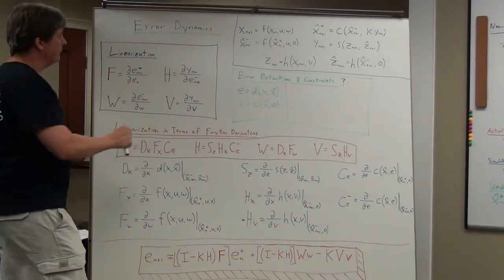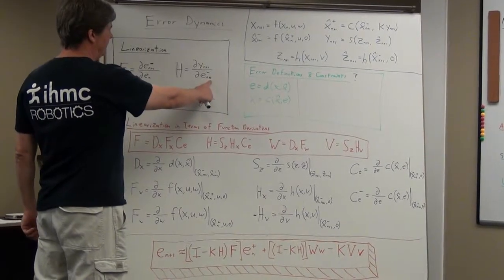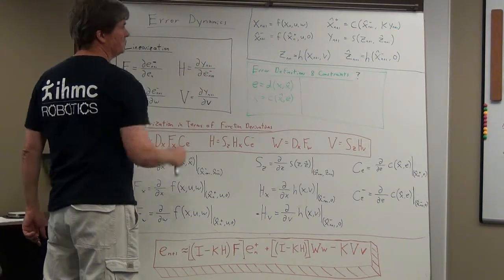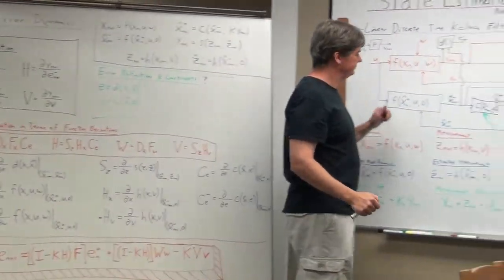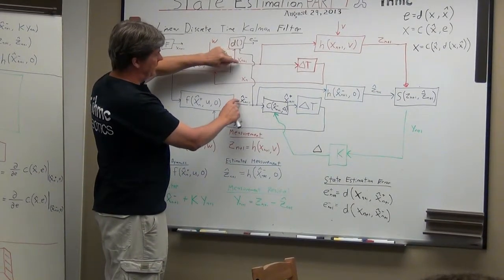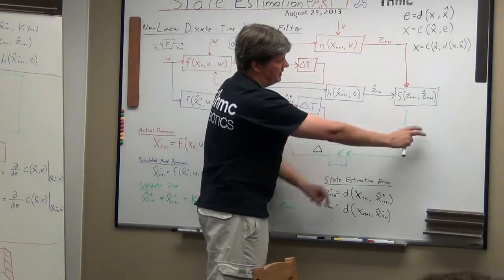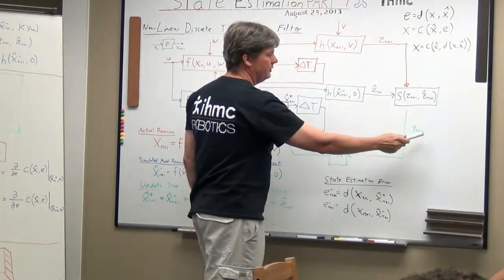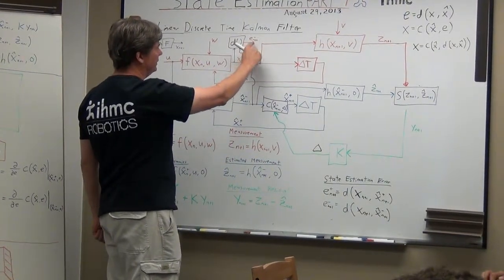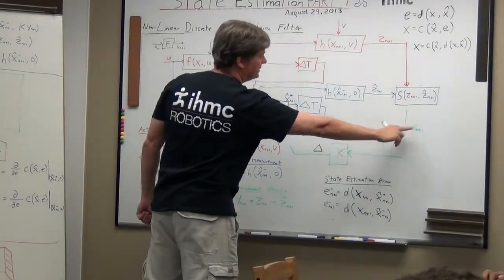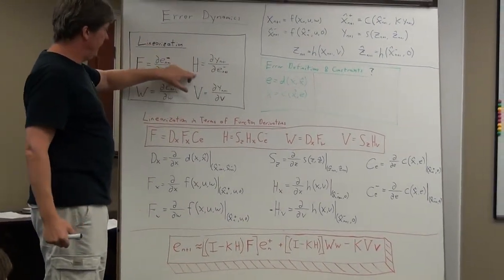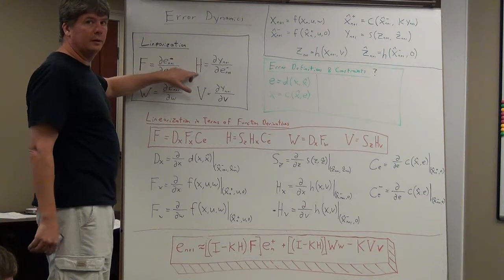H is going to be, if you look at the n+1 error before the update and twiddle that a little bit, how much your residuals will change. Back to the diagram: if you change the error between these two signals a little bit, it propagates through here and changes this a little bit. So that's H, and again with a linear system, H is just a matrix. It's pretty straightforward.